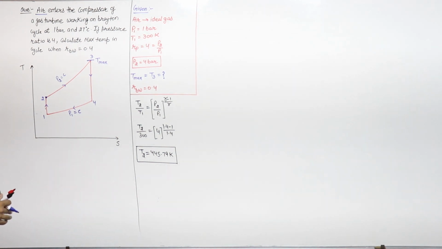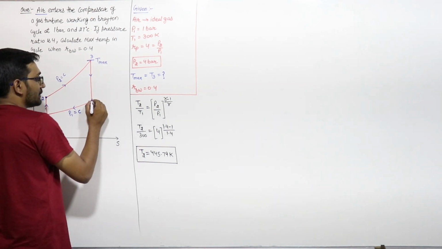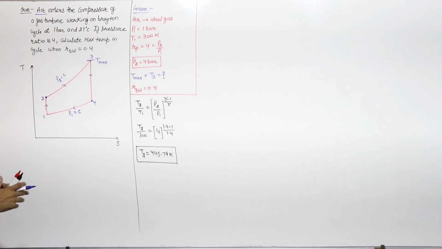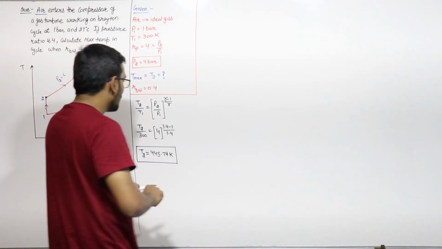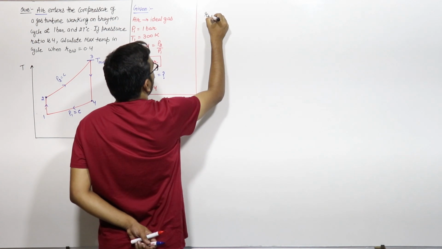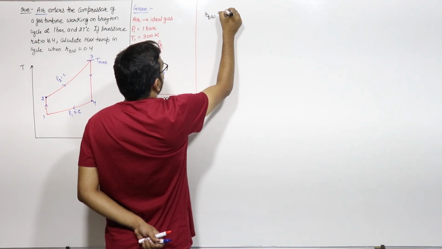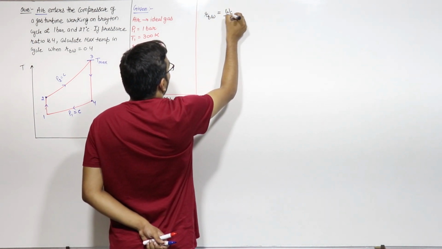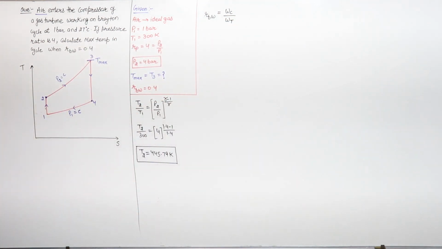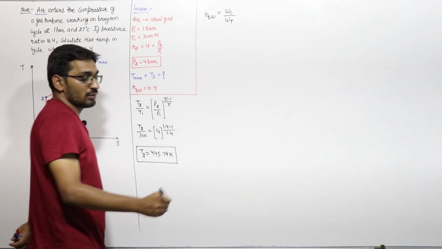Now if we manage to calculate T4, then we can easily calculate T3. How to get this T4? We know that in the question it is given that the back work ratio is 0.4, and back work ratio is the work required by the compressor divided by the work produced by the turbine. This is given as 0.4.